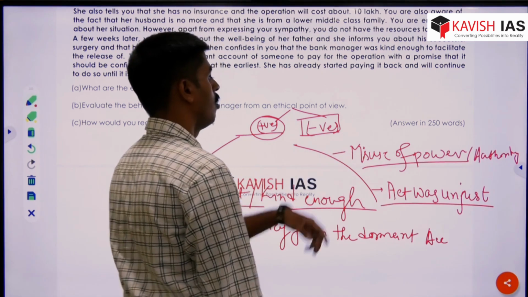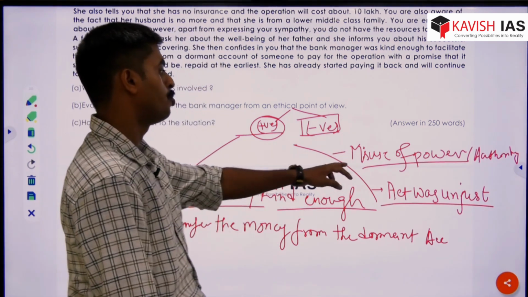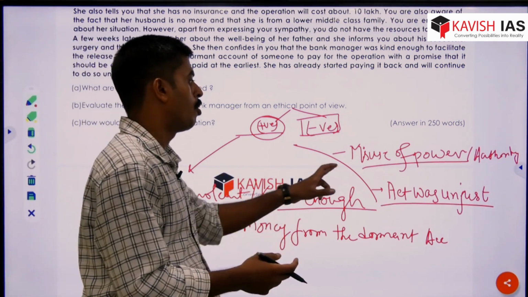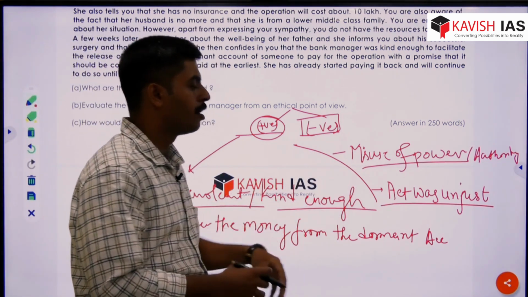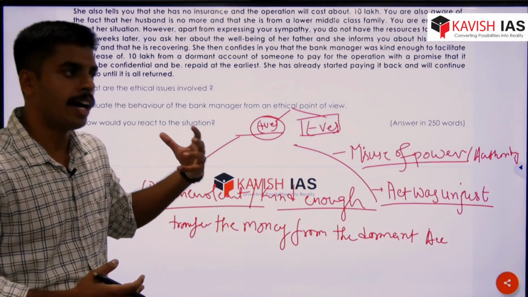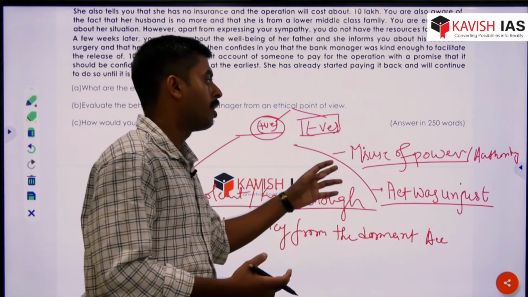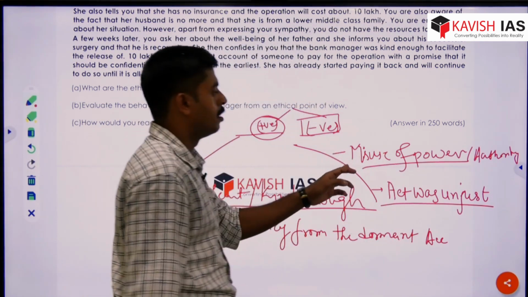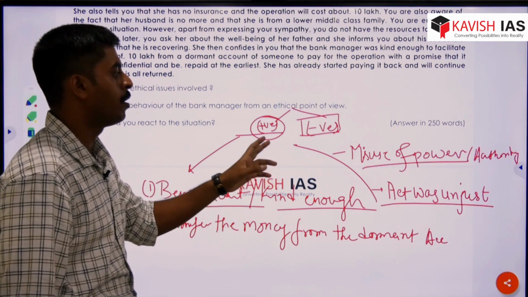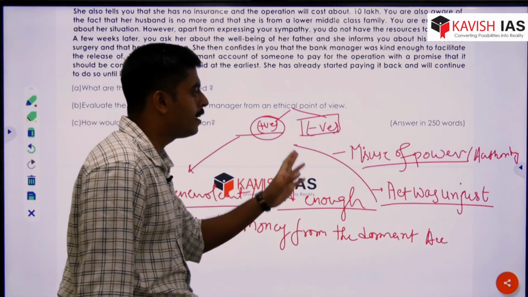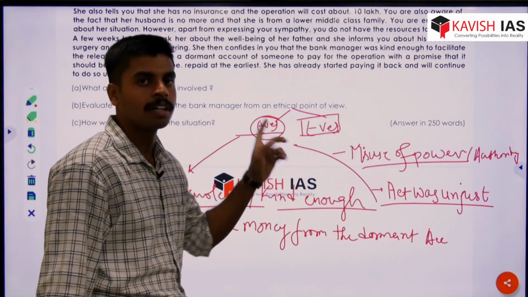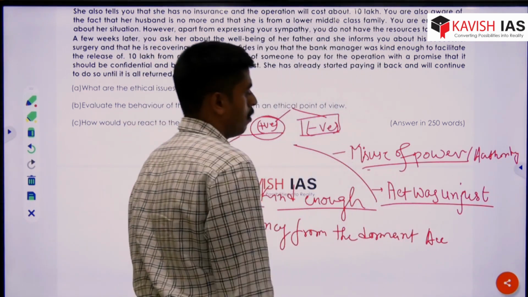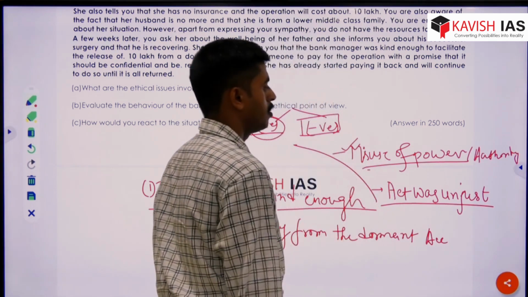We have seen how this amounts to misuse of power, because without telling anybody or giving notice to any higher authority, or the person to whom the money belonged, the bank manager used his power or authority to silently transfer the money from that dormant account to that lady's account. So this is how misuse of power or authority is there.